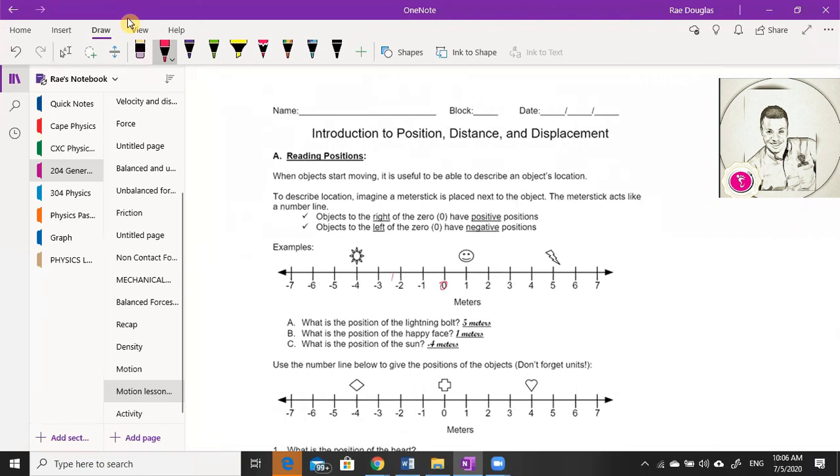But if I wanted to find the distance or the position of the lightning bolt, from the starting point, which is 0, that is 5 meters. So this is the distance that the lightning bolt is away from the starting point, because you know that your ruler starts at 0. Now, the smiley face or the happy face is 1 meter away from the starting point. So that's just the simple distance that they're talking about.